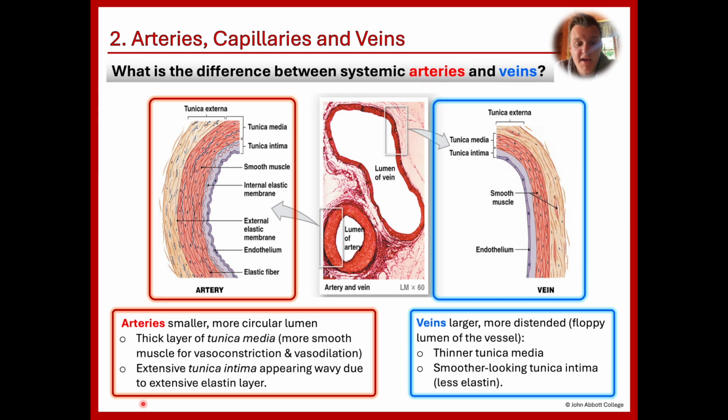and that can change the blood pressure of this whole system. Additionally, in arteries, you also see an extensive tunica intima appearing wavy, right? You have your endothelium here, and do you see all these little wavies? That's called the internal elastic membrane. It's wavy due to the elastic layer. You don't see it very much in this picture; it would be kind of inside over here somewhere. You don't see this wavy layer in the tunica intima of the vein.